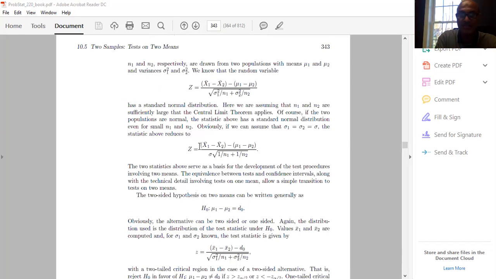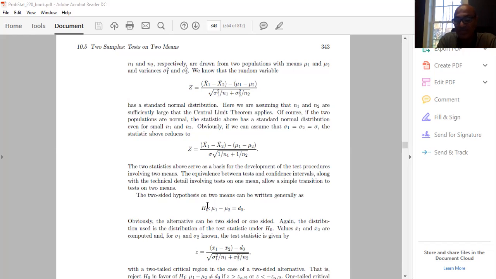So we are going to get this in the form of Z equal to X1 bar minus X2 bar minus the difference of the two means, mu1 minus mu2, divided by the square root of sigma1 squared over n1 plus sigma2 squared over n2. Now, it could be possible that both standard deviations are the same. In that case you can take sigma1 squared equal to sigma squared and sigma2 squared equal to sigma squared. Since sigma is common, take it out of the numerator, and you will have this estimation.